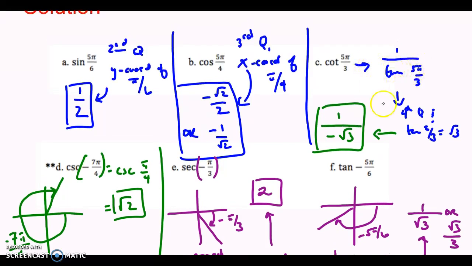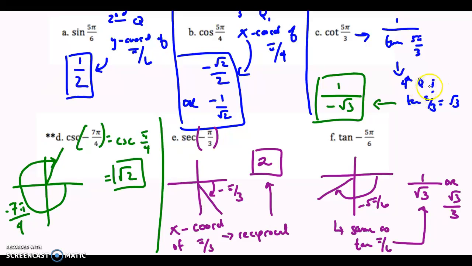For instance, the cotangent of 5 pi over 3. Well, 5 pi over 3 is in the fourth quadrant. I also know that cotangent is 1 over tangent. Tangent of pi over 3 is root 3. And since I'm in the fourth quadrant, I know I'm going to have a negative value for cotangent. Therefore, 1 over negative root 3 is your answer.